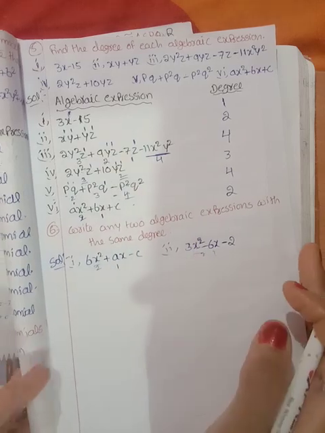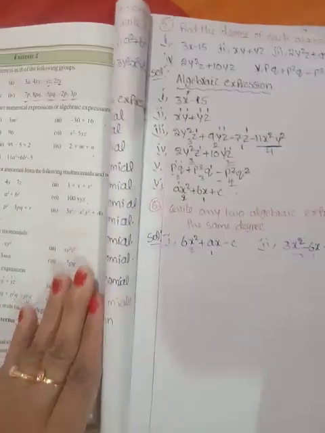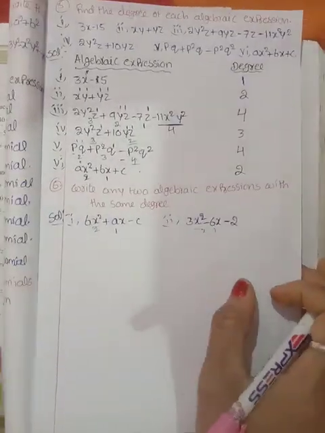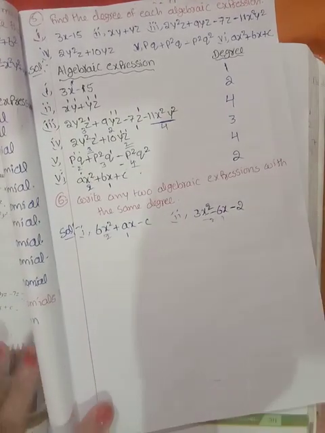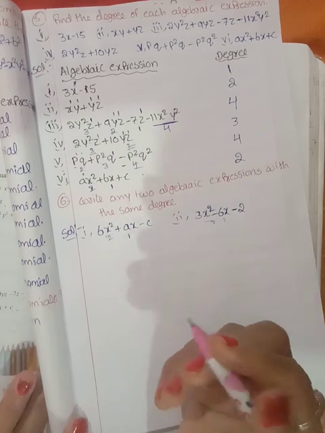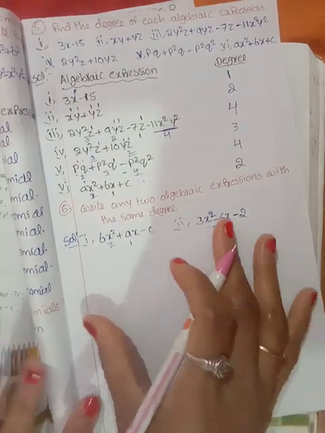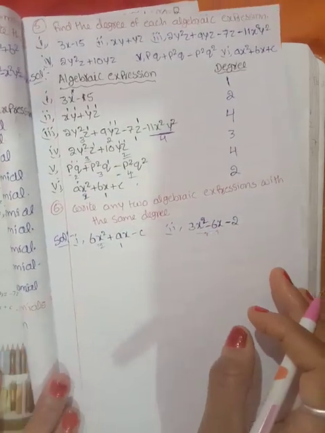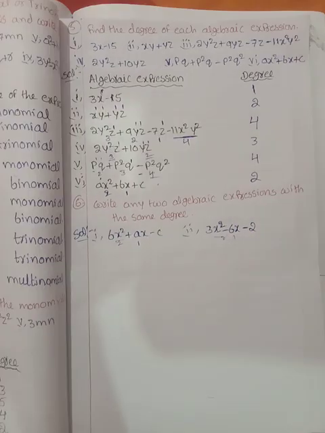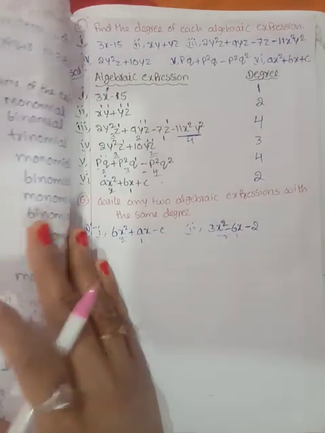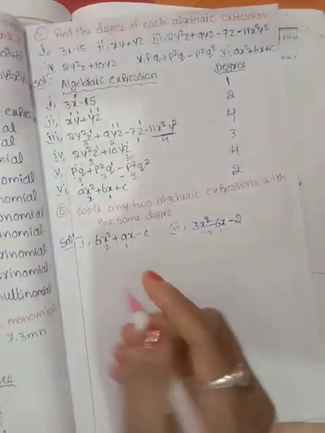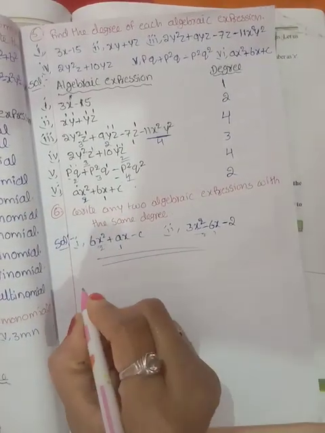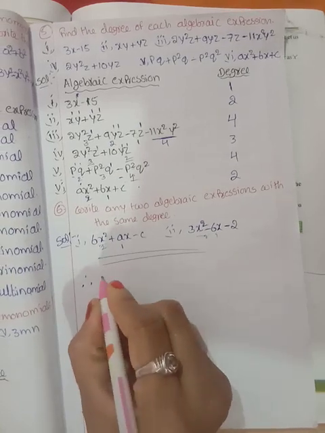The first six problems are over. You can understand, Gagan sai? You can write down any others differently, any expressions, only two. Yeah. The exercise problems and solutions are over, Gagan sai. Okay?